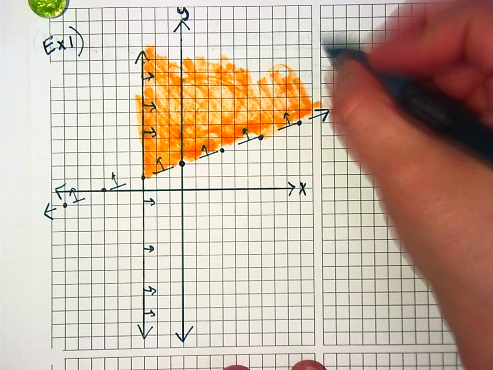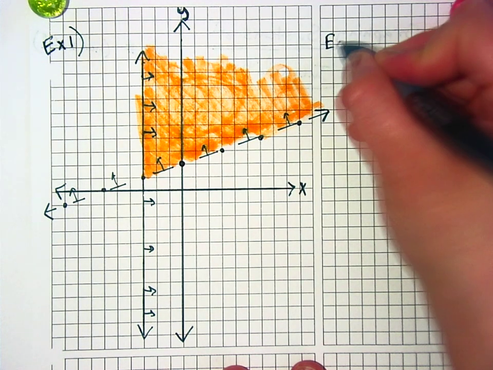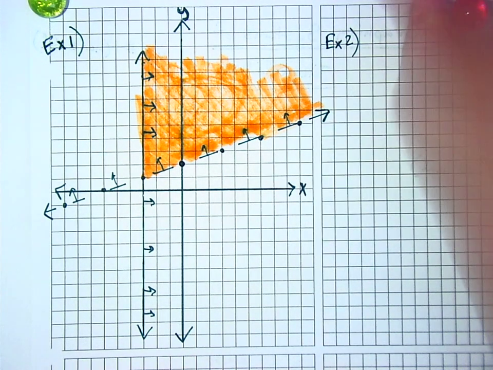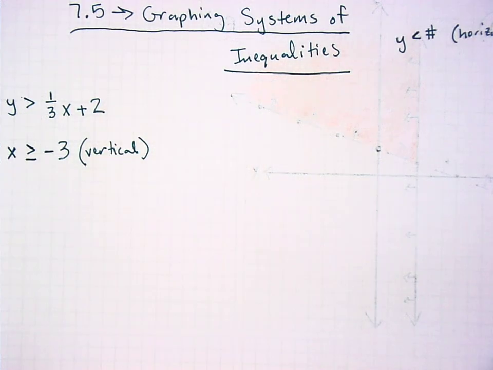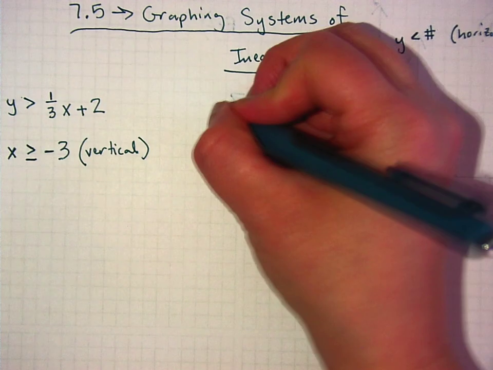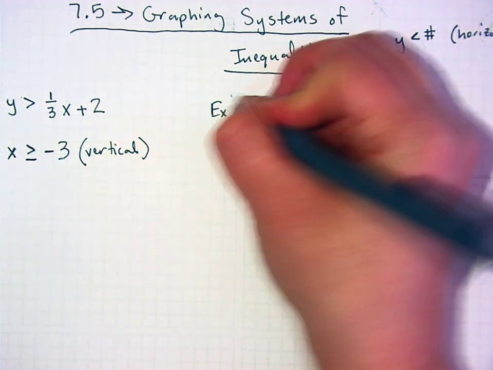How are we feeling about this stuff? Great, easy peasy. Example 2. Remember, we're only doing 3 examples today. All right. Example 2.